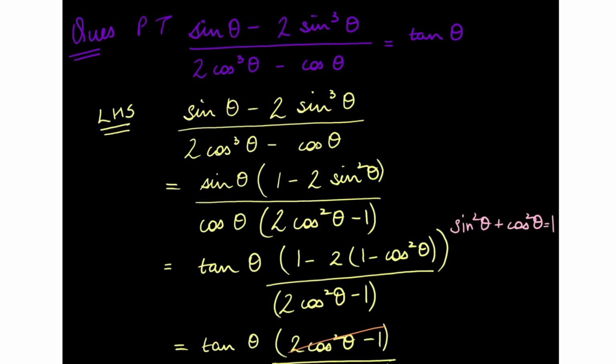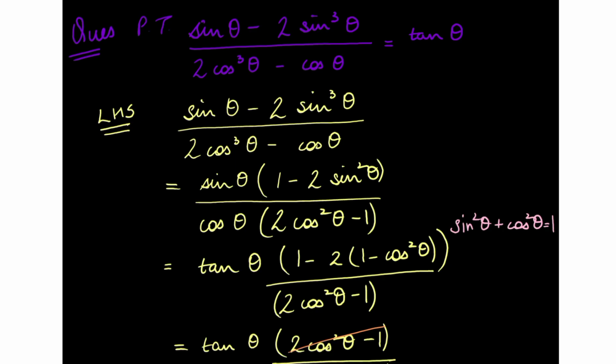Next question is that we need to prove (sin theta minus 2 sin cube theta) divided by (2 cos cube theta minus cos theta) is equal to tan theta. So the left hand side is already in sin and cos. We do not need to convert it.